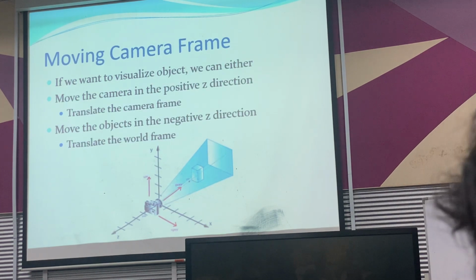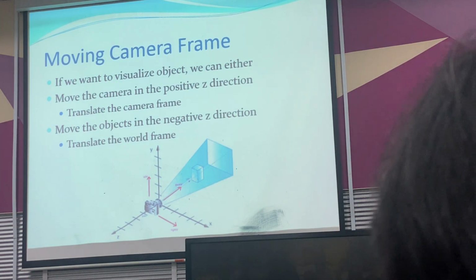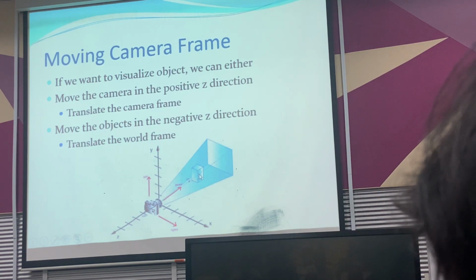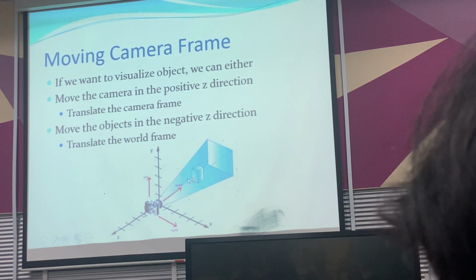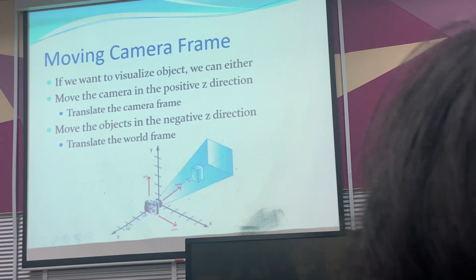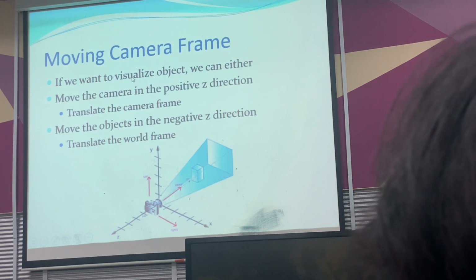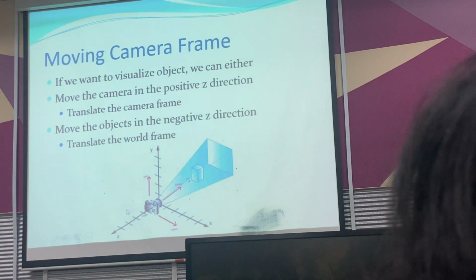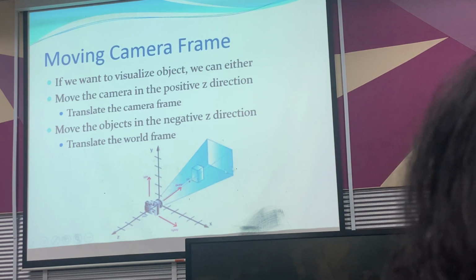If you want to see the objects, you must be very careful. Your camera must face the objects, so you must place the object in front of the camera. Some of you will draw your objects, but your camera is at the back, and your object is behind the camera, then you cannot see anything. So if you want to visualize an object, either you move your camera in the positive Z direction, or you move your objects in the negative Z direction.